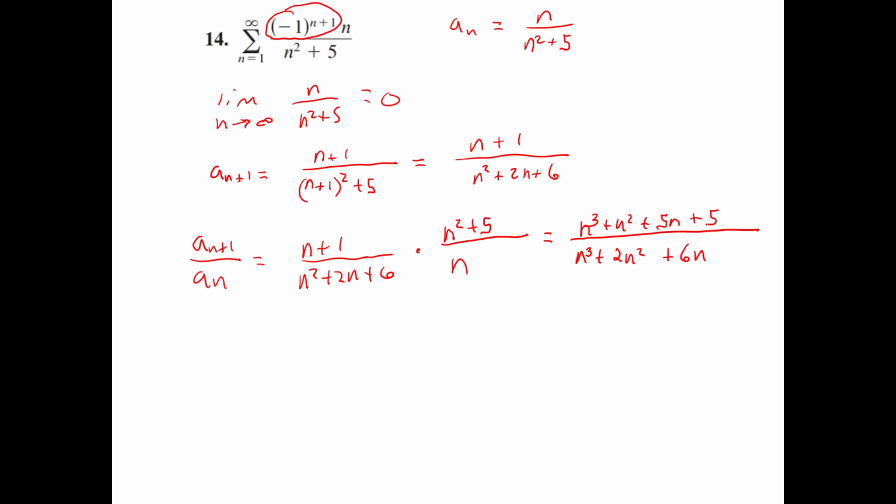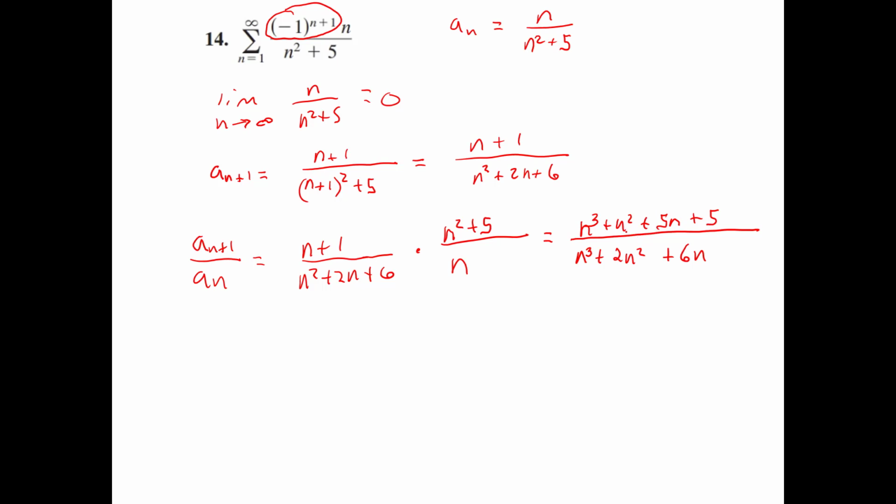Now here, again, notice that when n is 1, 1 plus 1 is 2, plus 5 is 7, and 5 is 12. But in the denominator, we get 1 plus 2 is 3, plus 6 is 9. And so here, our fraction when n is 1 is bigger than 1.